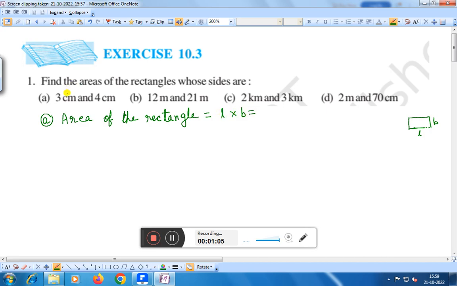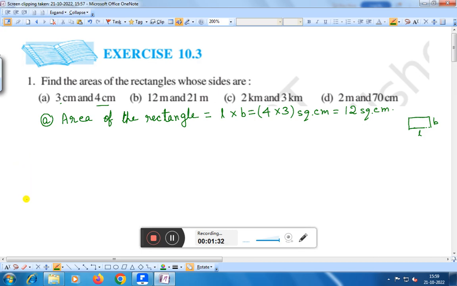In this case, which is the length? That is 4 cm is the length. Therefore, we write here 4. And which one is breadth? Breadth is 3 cm. That is 4 into 3. And the unit will be centimeter into centimeter is equal to square centimeter. That comes to 12 square centimeter. This is for question number A.